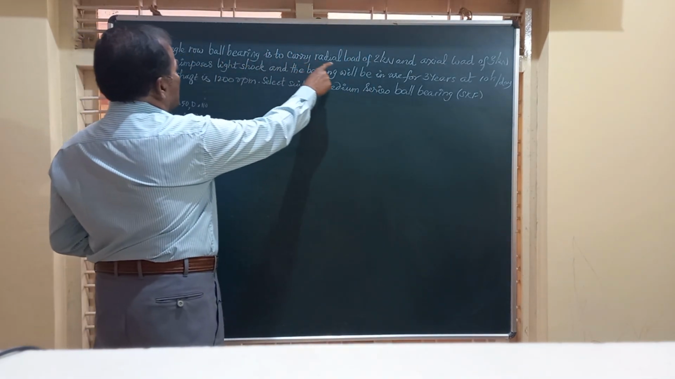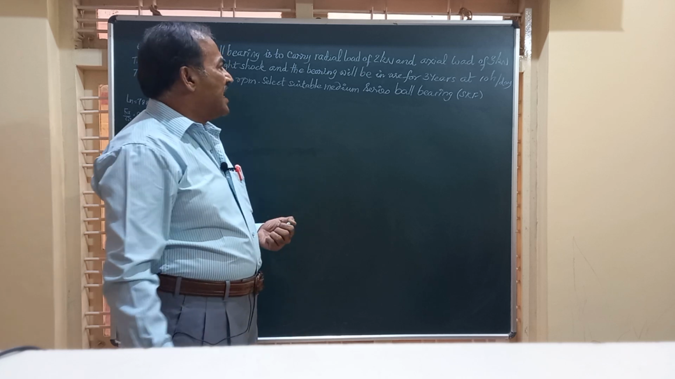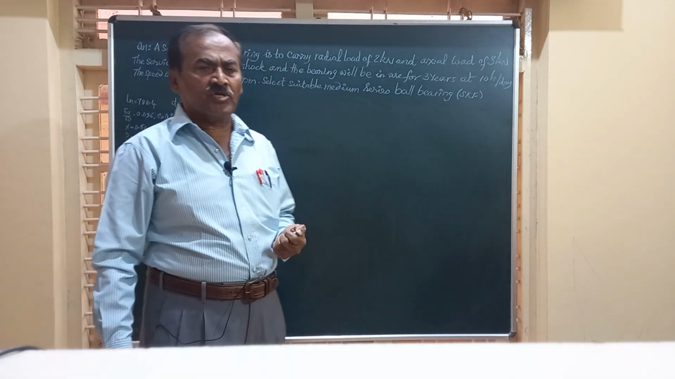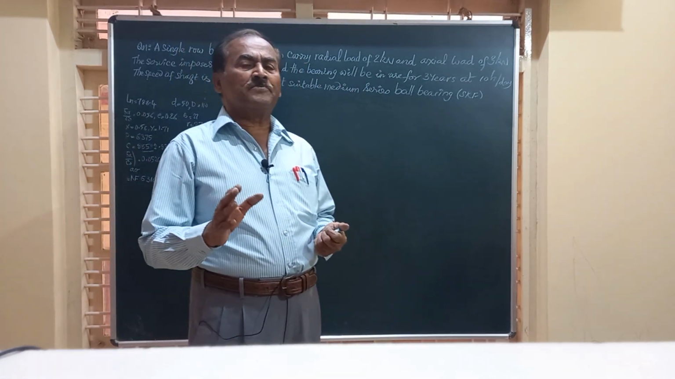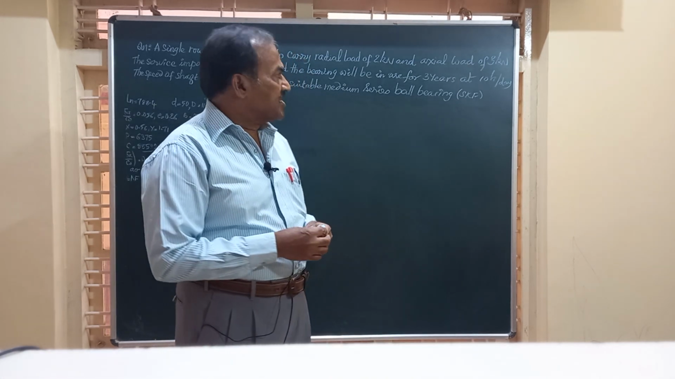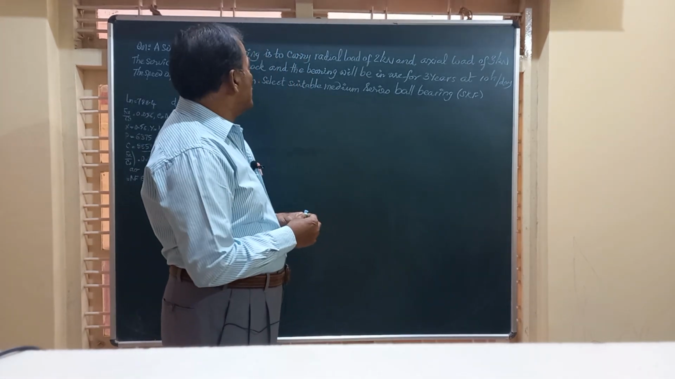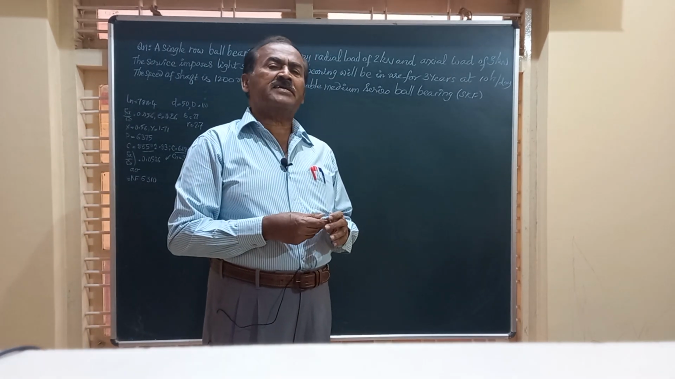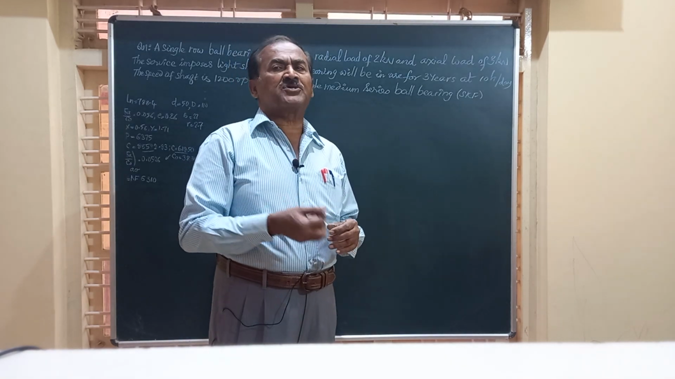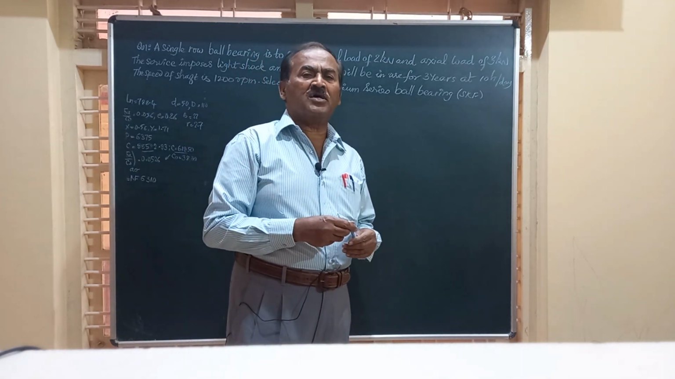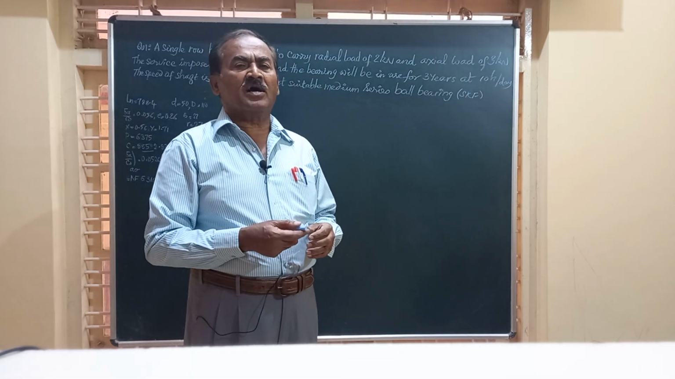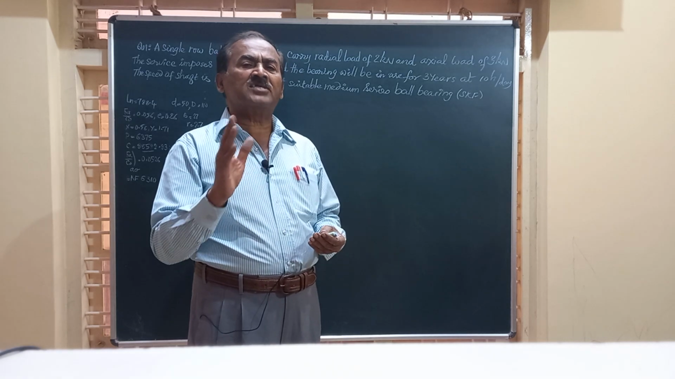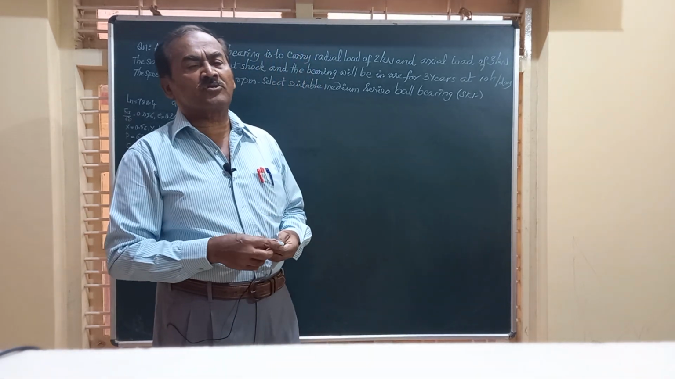Friends, in today's video, we have the question reading like this. A single row ball bearing is to carry a radial load of 2 kilonewton and an axial or thrust load of 3 kilonewton, and it has to sustain light shock, and it has to be in use for 3 years at 10 hours per day. The speed of the shaft is also given, and we have been asked to select a suitable bearing, that is an SKF bearing, to sustain this load.